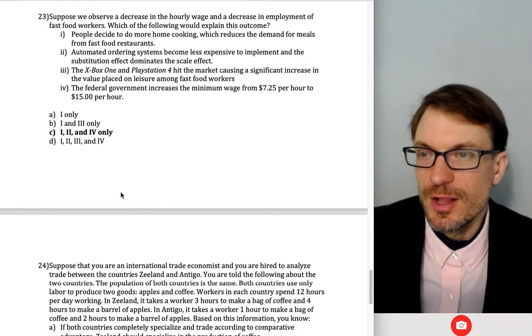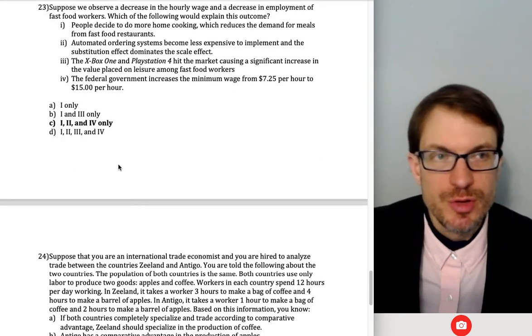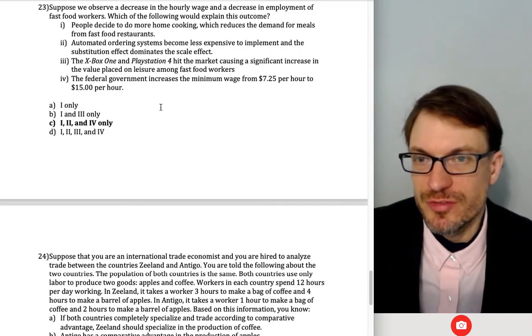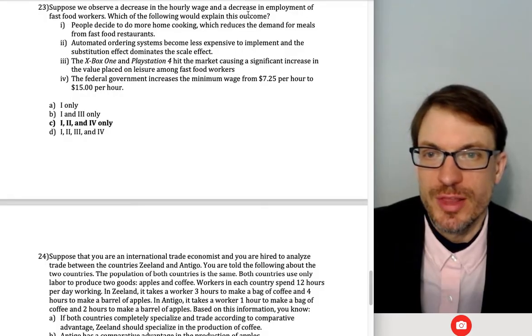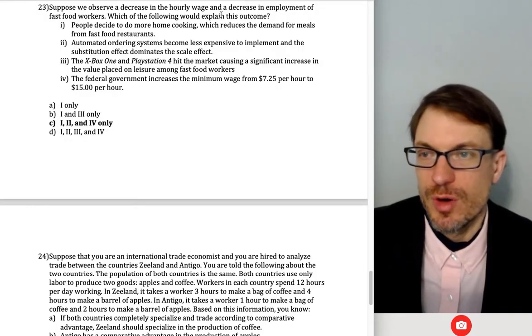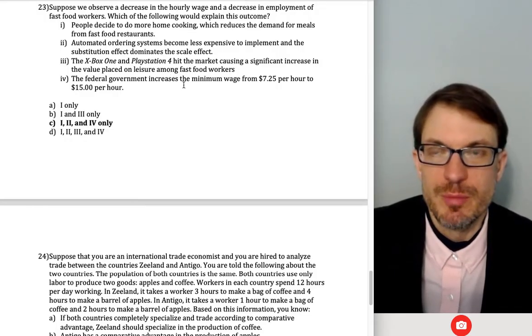Okay, so suppose we observe a decrease in hourly wage and a decrease in employment of fast food workers. Which of the following could explain this outcome? So we want to see wages falling and we want to see quantity falling. That is going to require wages falling, quantity falling. That's going to require a decrease in labor demand.